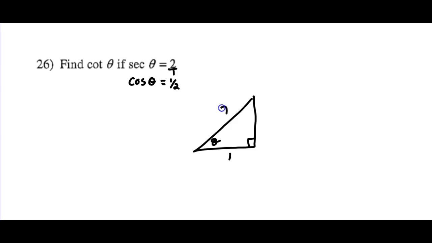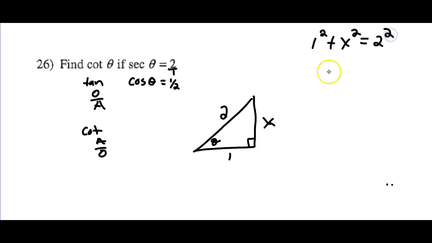Cosine is adjacent over hypotenuse. And so I want to know what cotangent is. Well, I know that tangent is equal to opposite over adjacent, and cotangent is going to be flipping that, so it's adjacent over opposite. So I need to know what that opposite side is. I'm going to call it x and use Pythagoras. So 1 squared plus x squared equals 2 squared. So 1 plus x squared is equal to 4, or x squared is equal to 3. x equals the square root of 3.